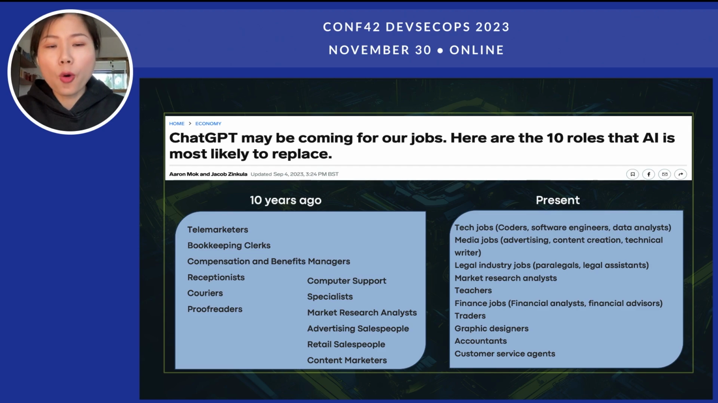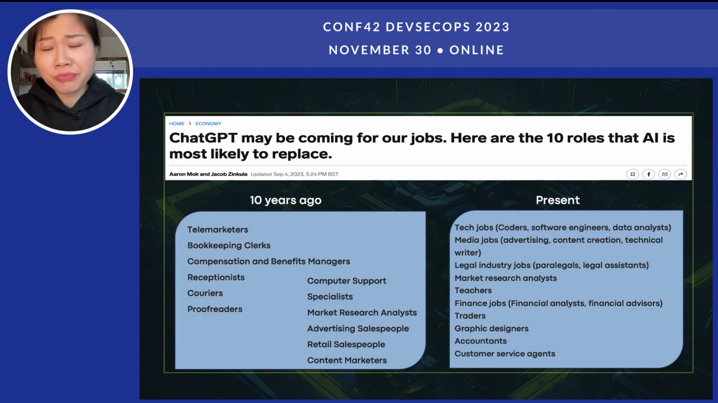OpenAI's GPT-4 Turbo, the recent model and API, can bridge the gap between human common sense and AI capabilities. Over 10 years ago, we had a prediction about AI: telemarketers, bookkeeping clerks, compensation and benefits managers, and receptionists could be replaced easily. But this year, after we jumped into the AGI era, things changed. Here is some statistical data from a very official website. Here are the 10 roles that AI is most likely to replace.